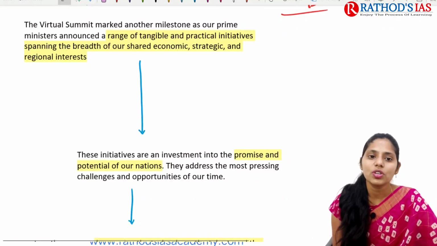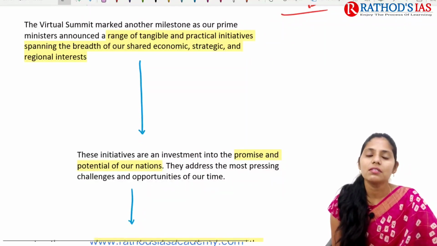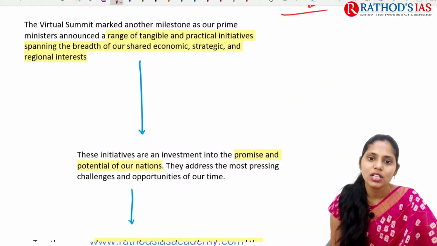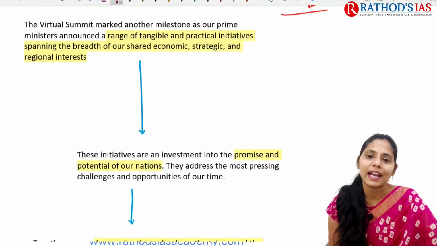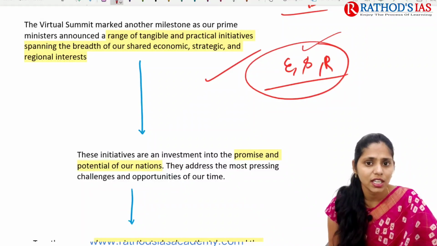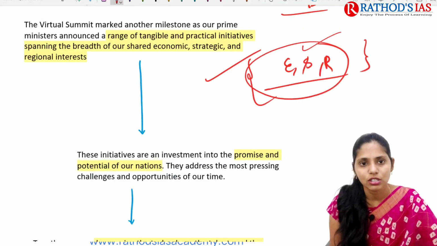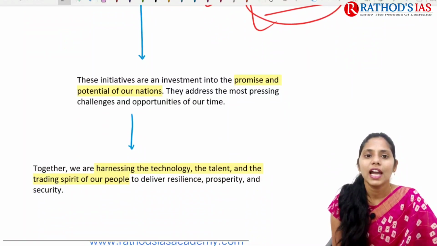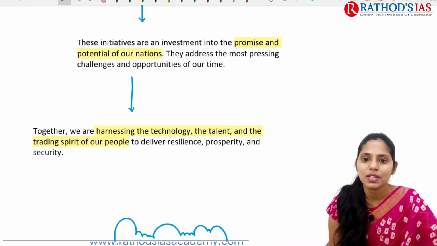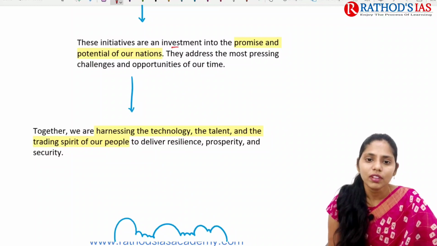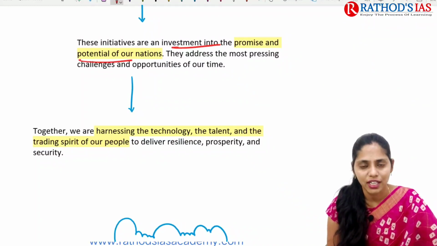And this recent virtual summit marked another milestone, because it announced a range of tangible and practical initiatives, especially in economic, strategic and regional interests. In all these areas we are going to have good, tangible, practical initiatives between India and Australia. And these initiatives are investments into the promise and potential of our nations.